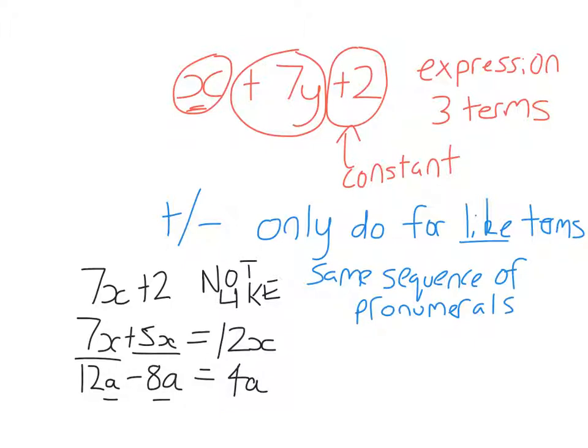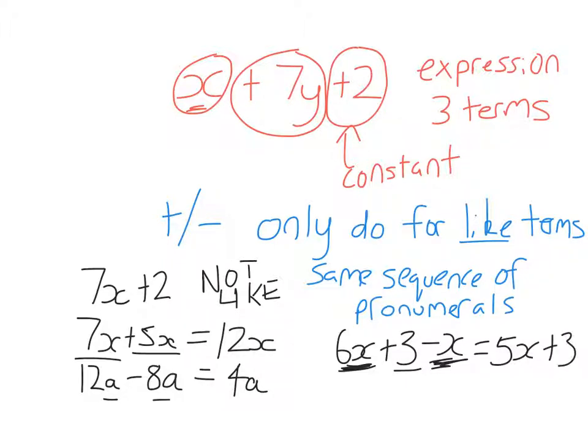So if I have something like this, 6x plus 3 minus x. In this case, I have 1, 2, 3 terms. 2 of them are like terms. 6x and x are like terms, so I do the operation with them. So 6x minus x is the same as minus 1x. It gives me 5x. I can't do anything with the 3 because it's not a like term, so I'll leave it exactly as it is.